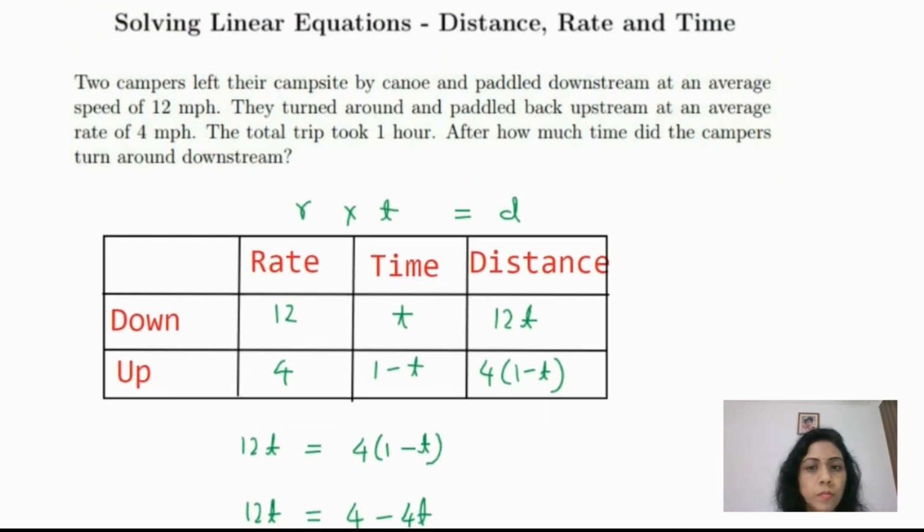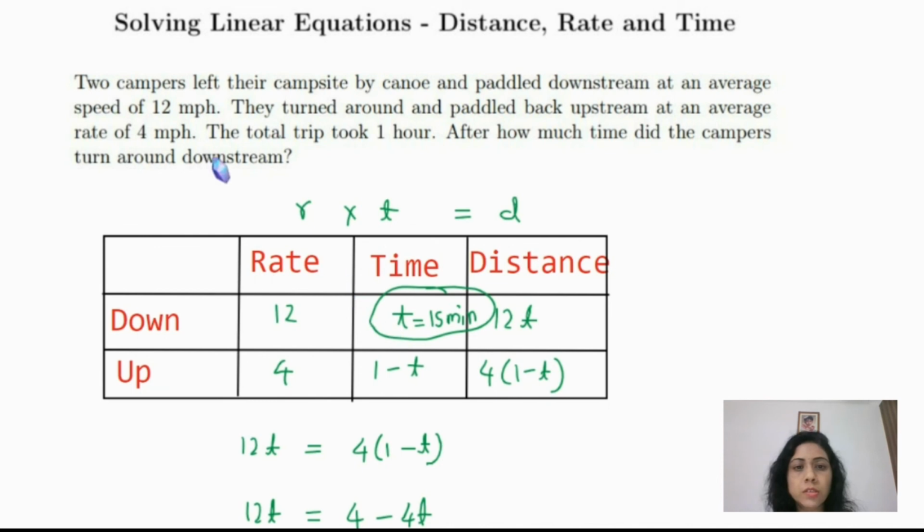Okay, what was the question? After how much time did the campers turn around downstream? So the downstream time is 15 minutes. Okay, you're asking for only the downstream time. So this is 15 minutes, and this is our answer, right?